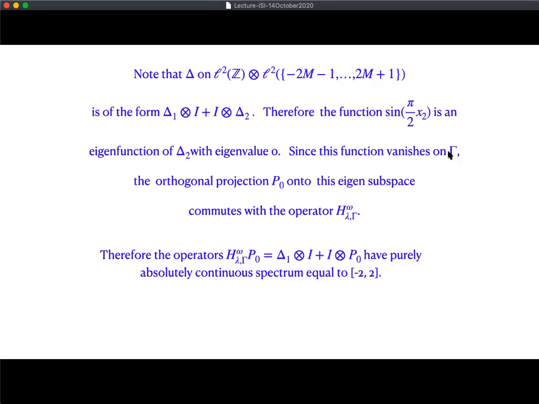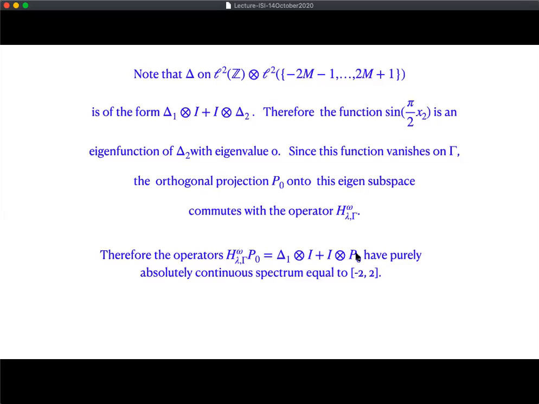And because this vanishes on the complement of gamma, the orthogonal projection P0 onto this subspace spanned by this vector, tensor identity, commutes with this operator. So if P0 is the orthogonal projection onto the eigenfunction of this matrix corresponding to eigenvalue 0 on this component, then that projection times identity actually commutes with this whole operator. And because it commutes with the whole operator, it reduces it. Therefore, this acting on this is precisely this quantity.